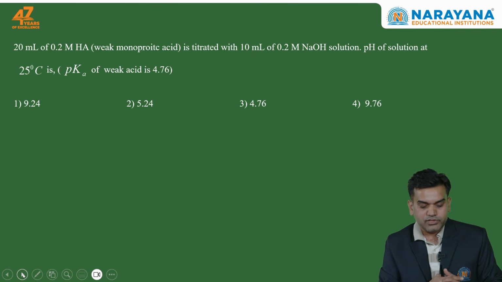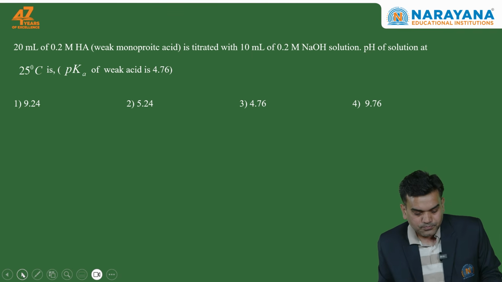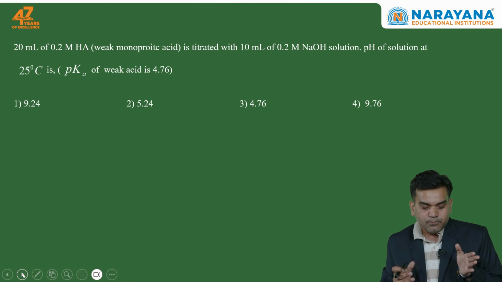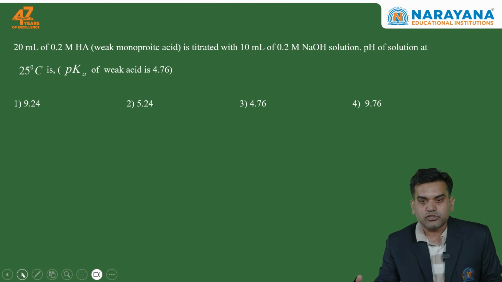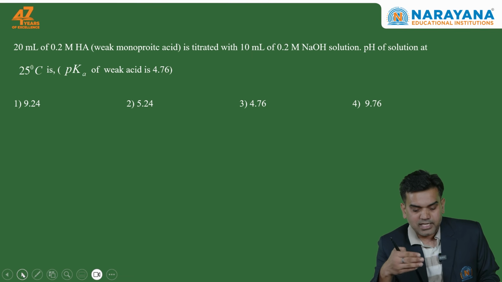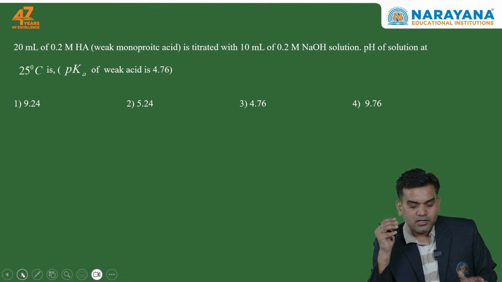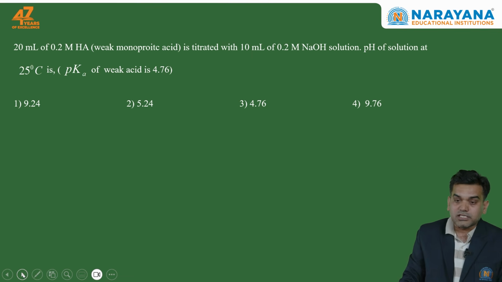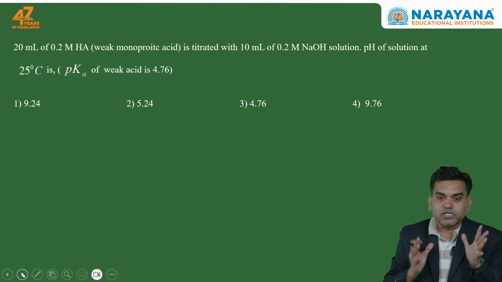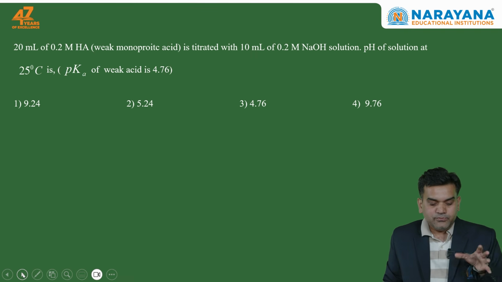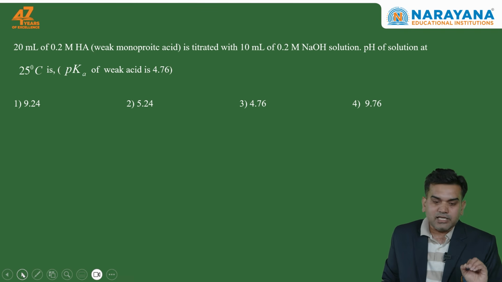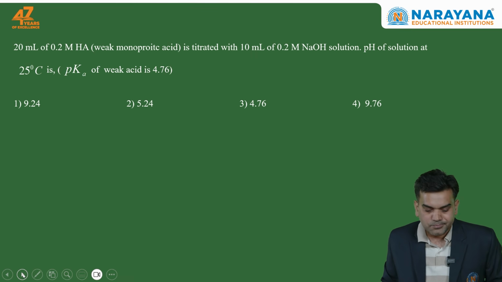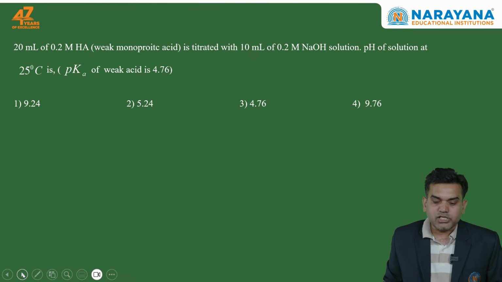They have given the pK of the weak acid as 4.76. So first of all, I have to see whether this is a case in which the complete weak acid will get titrated with NaOH and go to the equivalence point, or it is not getting completely titrated. If the reaction is not completed, the solution will behave as a buffer. Or if the complete HA gets titrated, then at the equivalence point we have to apply some other concept. So I have to see what kind of mixture it will be.